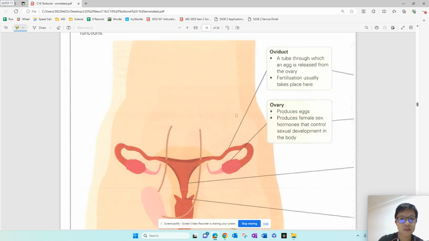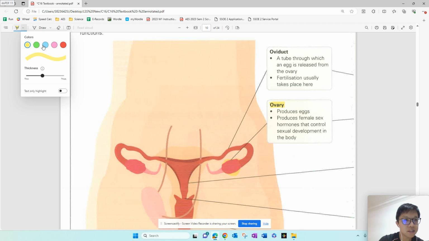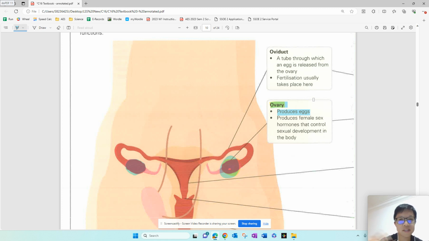The first one we are going to understand is the ovary. Okay, so the ovary is this, let me use a different color. All right, so these two little spheres over here. The ovaries produce eggs. The eggs are produced during ovulation. The eggs are released during ovulation on day 14 of the menstrual cycle.